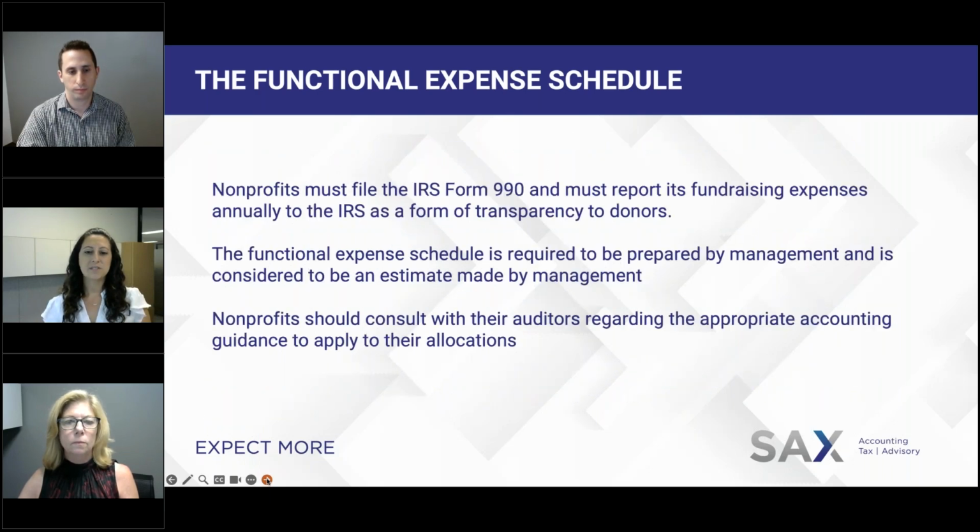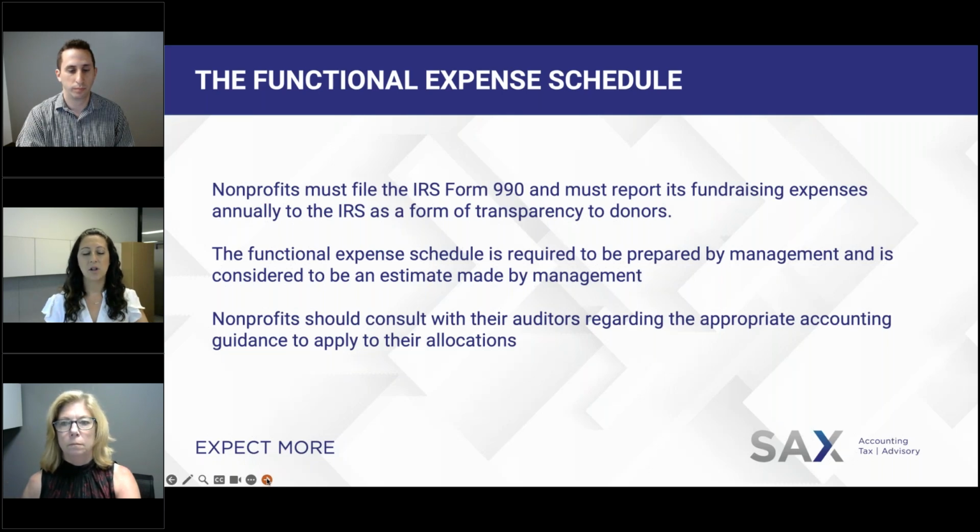And so nonprofits file IRS Form 990. There is a functional expense allocation on there as well, in addition to the financial statements. And it also reports the fundraising expenses annually to the IRS. There are some slight differences between the GAAP reporting for the financial statements and the IRS Form 990. And then the functional expense schedule is required to be prepared by management. It's considered to be an estimate made by management. And so as a nonprofit organization, if you're unsure about the accounting guidance, you can consult with your accountants and your auditors regarding what the appropriate accounting guidance is to apply to their allocations.